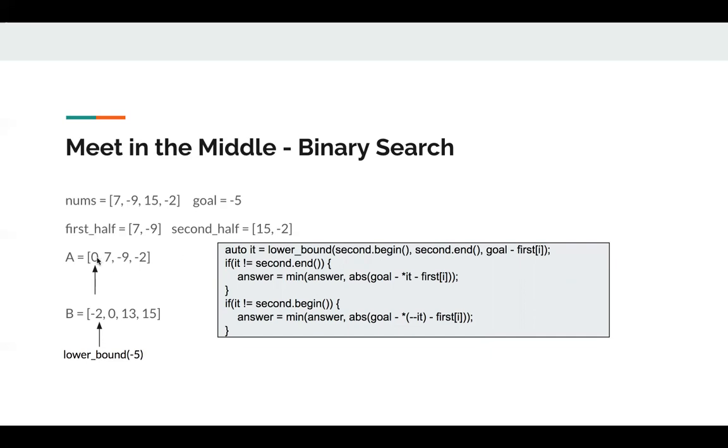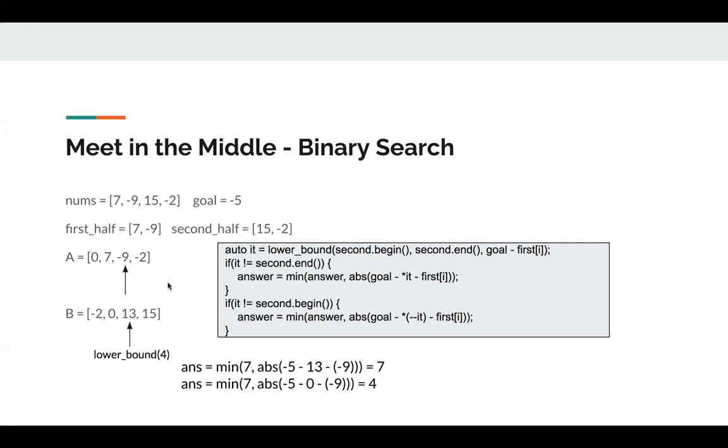At first, A is 0. We run lower bound on -5. It returns a pointer to -2. So the current answer is -5 minus -2 minus 0, then take the absolute value, which is 7. Next A is 7. We run lower bound on -12. It also returns a pointer to -2. So the answer is still 7.